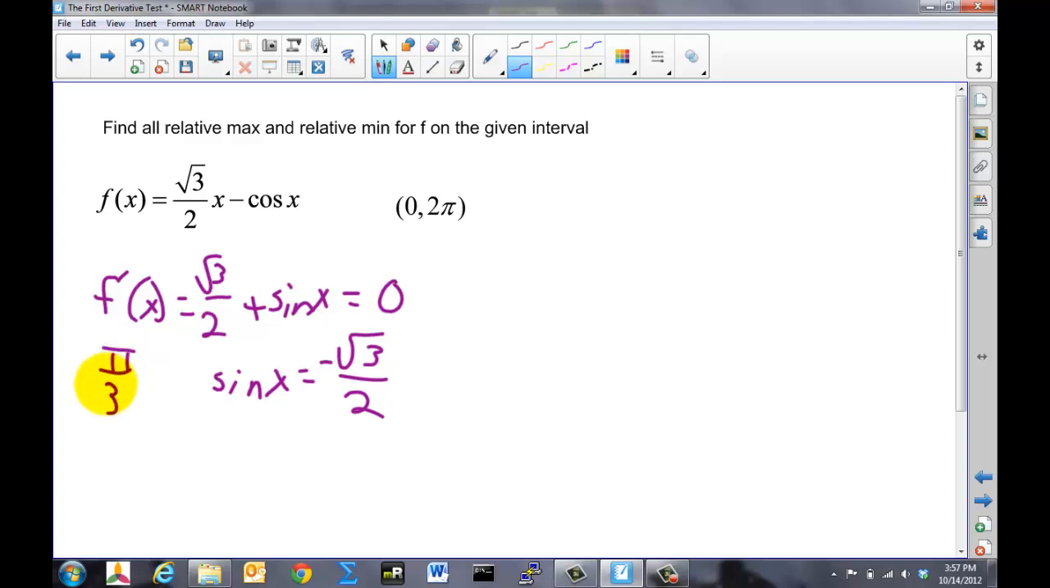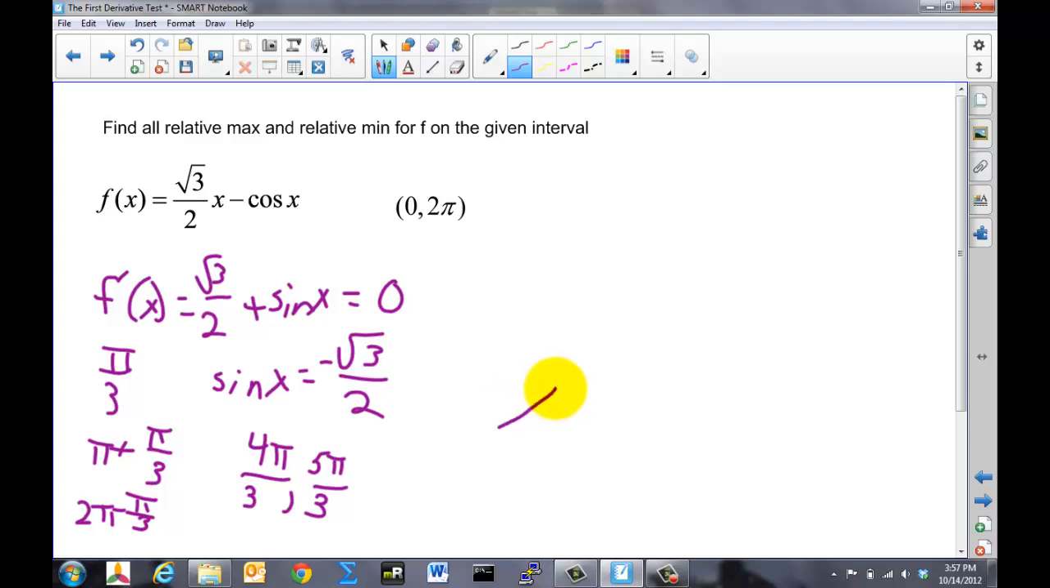Now remember, that's just a reference angle. At pi over 3, the sine is a positive number. We don't want a positive number. We want the sine to be a negative number. Therefore, we need to look at quadrants 3 and 4, which are pi plus pi over 3, and 2 pi minus pi over 3. If we work those two things out, we get 4 pi over 3 and 5 pi over 3. So that's where our derivative is equal to 0.